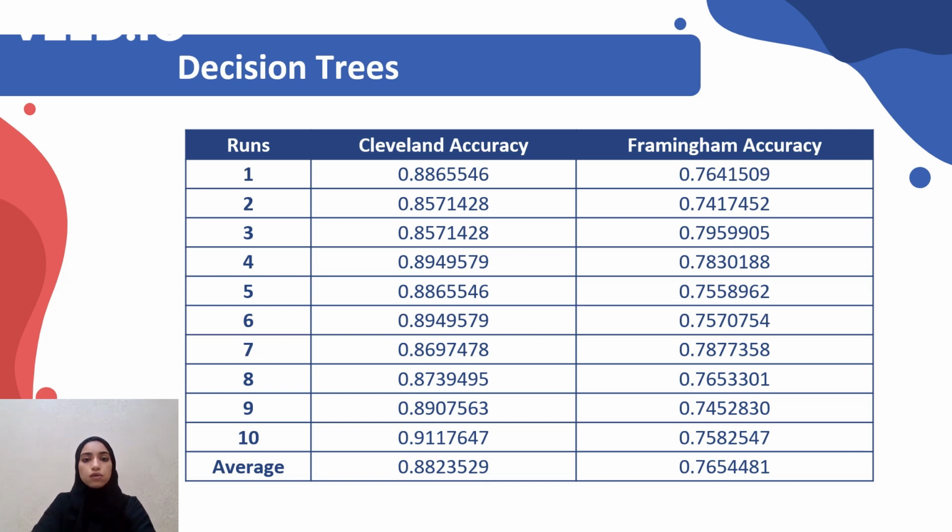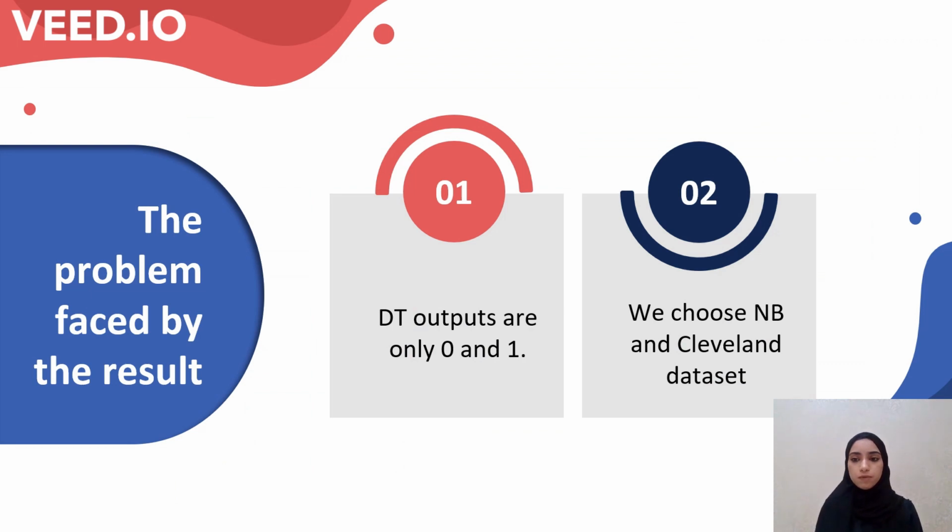I would like now to illustrate the problem faced with the results. We faced a major problem during the implementation of decision tree, which can give only two binary outputs, either 0 or 1. After deep search and experimentation, we switched to naive Bayes and the CliffClan dataset, as everything was set and built for the CliffClan dataset attributes.